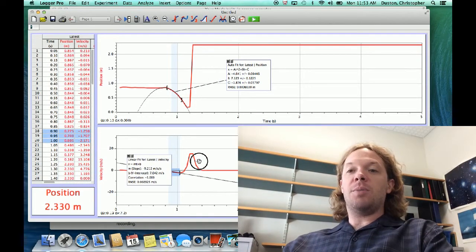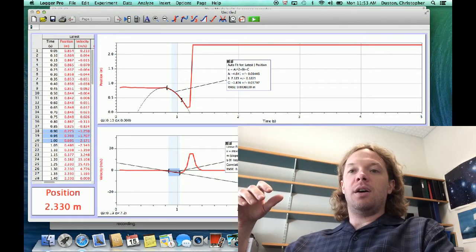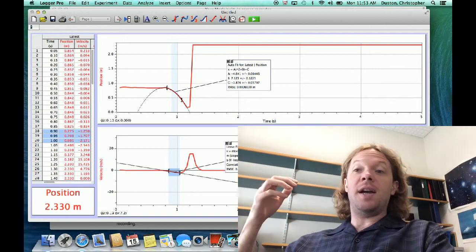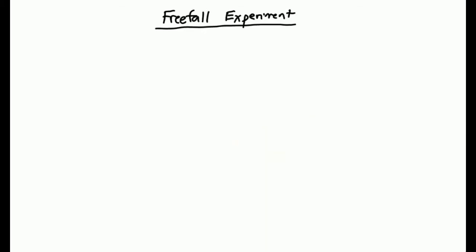So now that we've used Logger Pro to fit our curves, let's go over to the whiteboard and see how we can use these fits to find the acceleration due to gravity. So the two equations that Logger Pro fit to our data are the following. The velocity is mt plus b, and the position is At squared plus Bt plus C.